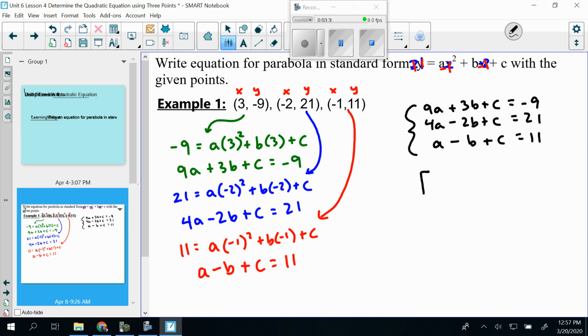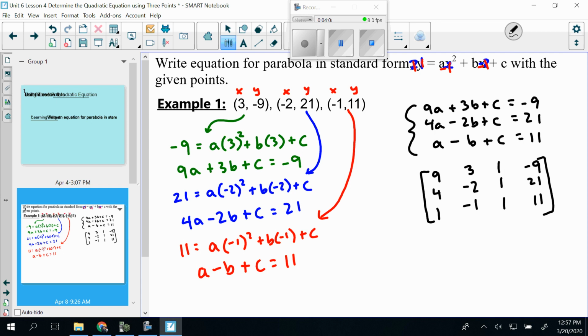So let's see if we can write this out in matrix form. This would be a 3-row by 4-column matrix that we're going to write out. So we're going to write just the coefficients here of 9, 3, the coefficient in front of the c is 1, and -9, 4, -2, 1, and 21. And then the last one here, we got a 1 in front of the a, a -1 in front of the b, a 1 in front of the c, and 11.